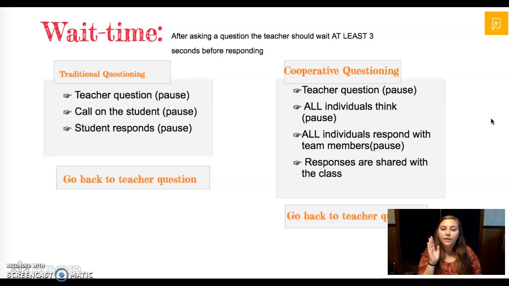So you're going to pause after you say the question, and then you're going to let everyone think. Then you're going to allow all the students to respond with their team members. So if you have 4 groups of 4, each group of 4 is going to respond through one team member. You can assign whichever team member you want, and they're just going to talk it out in a small group way.